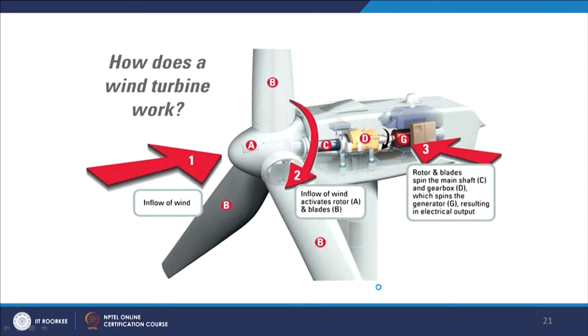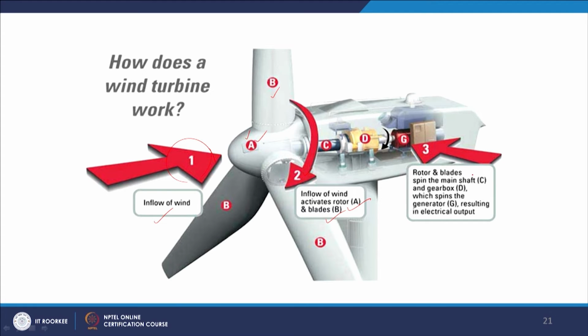Now, I will come to the principle of operation of the wind system. I have kept a very simple picture. This A and B together are called the rotor of the wind system, and this is the flow of the wind. The first stage is the flow of the wind, and in the second stage the inflow of wind activates the rotor and blades. A stands for the rotor and B is the blade. Due to the wind flow, the rotor and blades rotate.